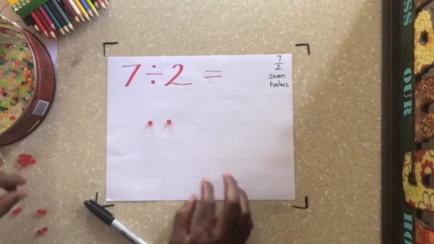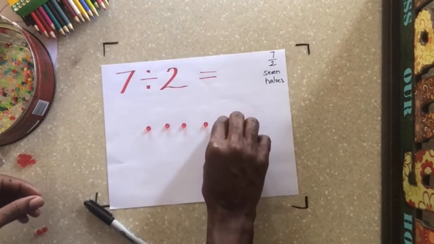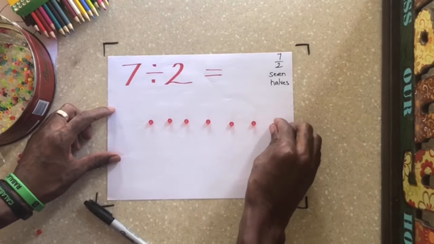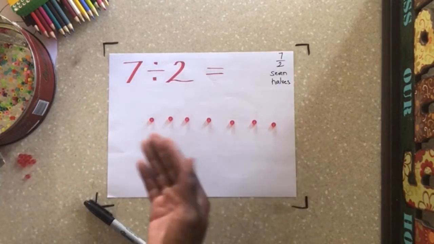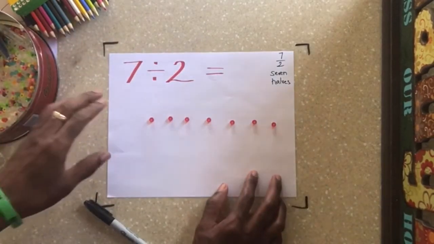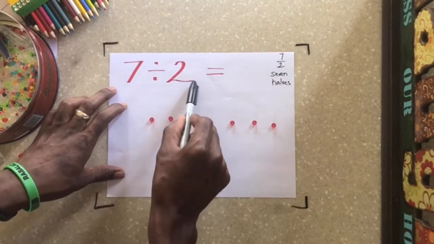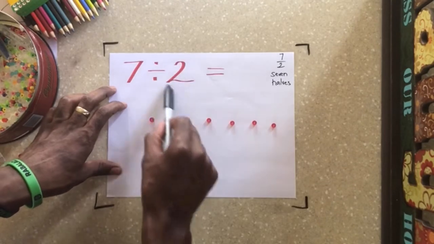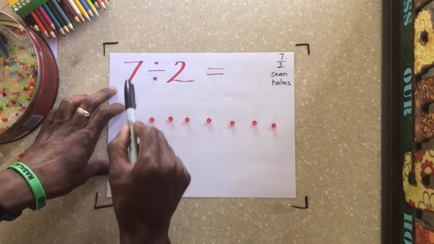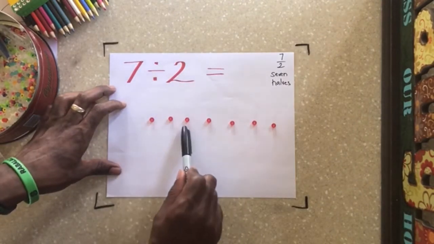We're going to be using some beads. Since we're dividing 7 by 2, we're going to need 7 beads. We already have 5, we have 6, and we need 1 more to make 7. We can use beads or whatever we have as counters, corks or whatever. Now we have 7 beads. What we want to see is how many groups of 2 we can get out of 7. How many 2's can fit into 7?